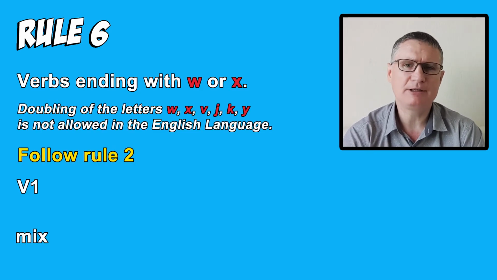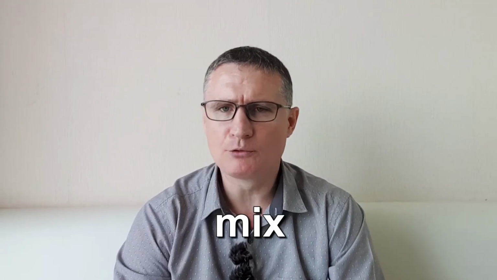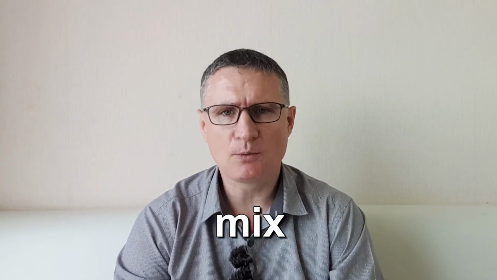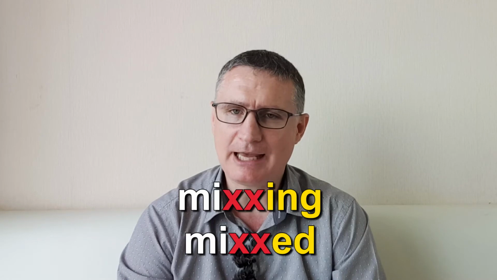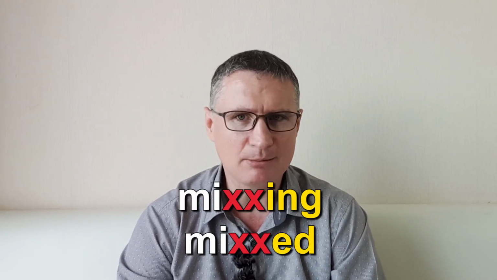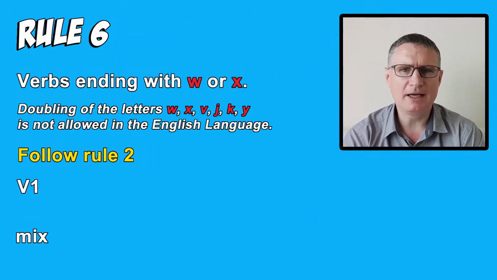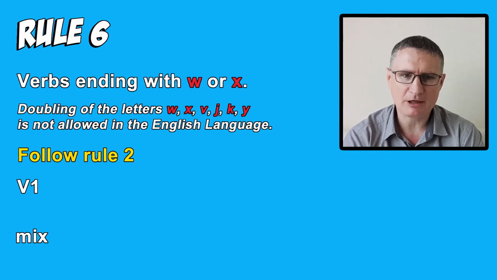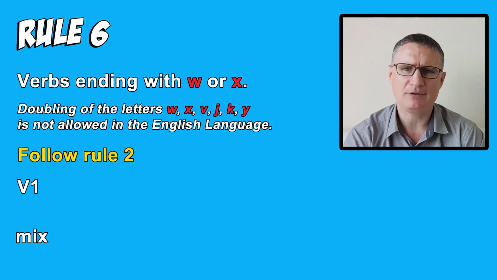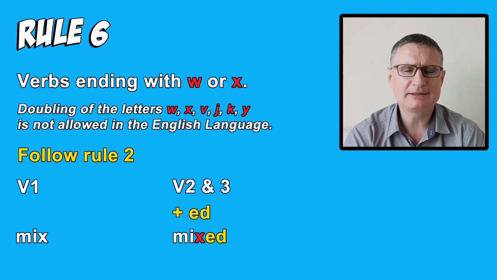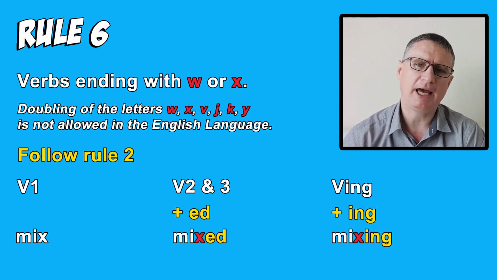For example, if I take the word mix, M-I-X, it looks like rule number 1 because it has one syllable, one vowel, and it ends with one consonant. So rule 1 says double the consonant, then add the ed and the ing. But if I do that, it will come out as M-I-X-X-ing or mixxed. The problem is, English states clearly that the following letters cannot have a double letter. For example, W, X, V, J, K, Y cannot be written as a double. So I cannot have two W's, two X's, two V's, two J's, two K's, two Y's together in the English language. Because of that, I have to follow Rule 2. Rule 2 simply says add the ed or the ing. So it comes out as mixed and mixing.